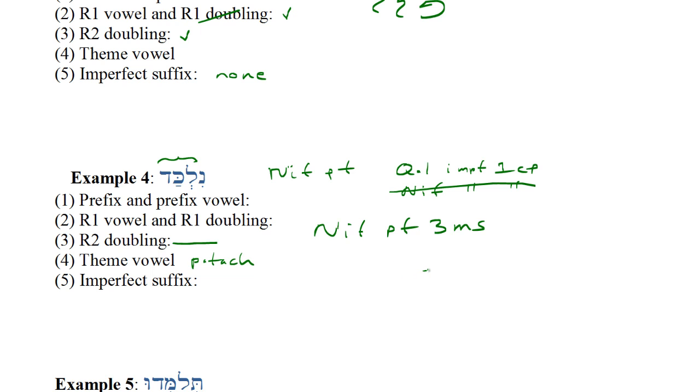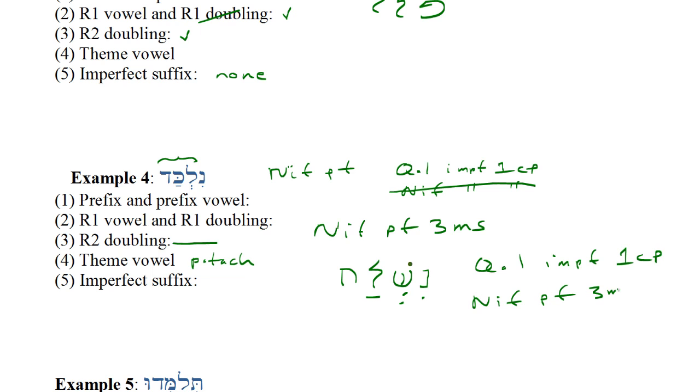And there will be cases, for instance, for the root shalach, where we have nishlach, and that theme vowel of patach will be the same for both qal imperfect first common plural and a nifal perfect 3ms, because the guttural letter in the R3 position forces this theme vowel to be an A-class vowel. And so here's a case where only context can tell these two apart. For lakad, however, we can be pretty sure that we have a nifal perfect 3ms, and the meaning here would be he was captured.